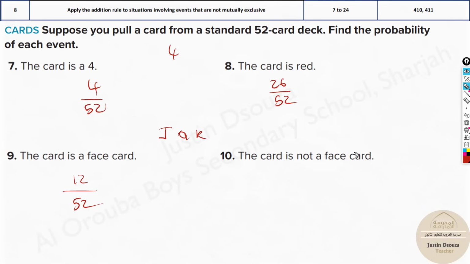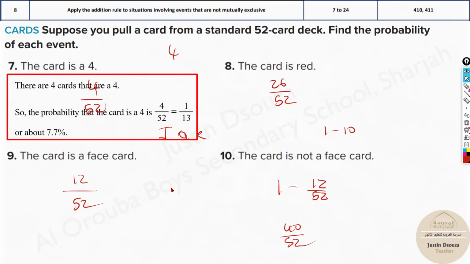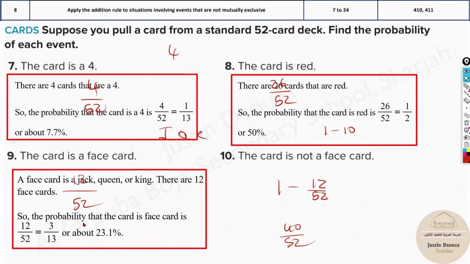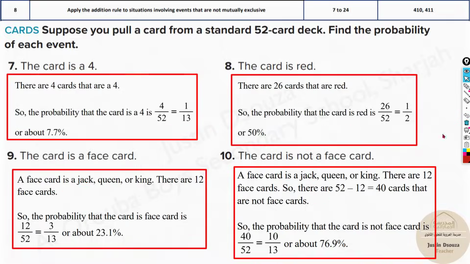The card is not a face card. So this can be done in different ways. You can do 1 minus 12 by 52. We have done the not probability, the complement probability, just a while ago in the previous video, question number 7, that is. Now here you can do this, or you can just count out which are non-face cards. They are basically 1 to 10. Even the ace is also a non-face card, okay? So here 10 in each suit. So it will be 40 by 52. Even if you solve this, it's going to be the same. So these are the probabilities for these questions. 4 by 52. Put it in the calculator and you'll get the answer. 26 by 52, 12 by 52, and lastly 40 by 52.